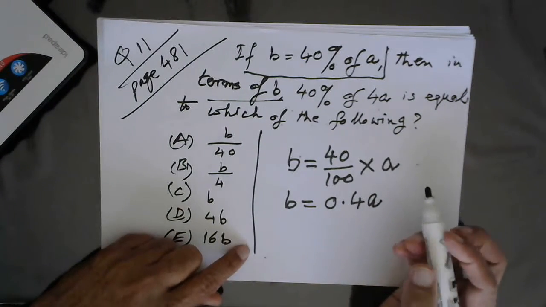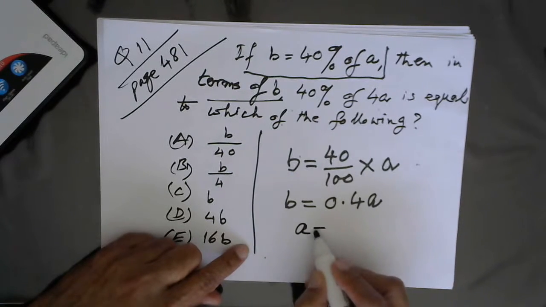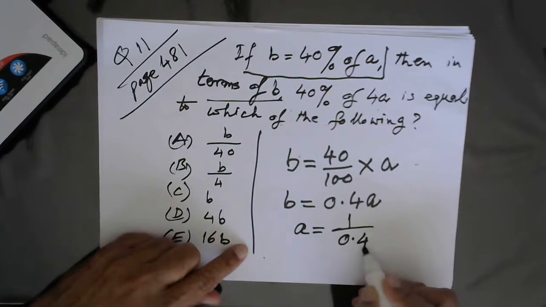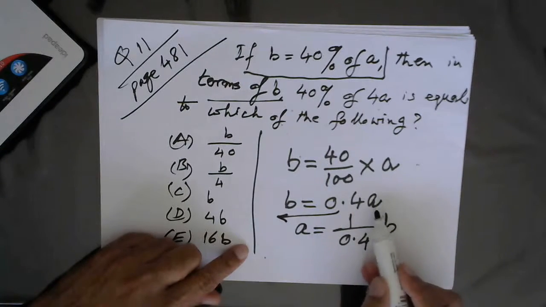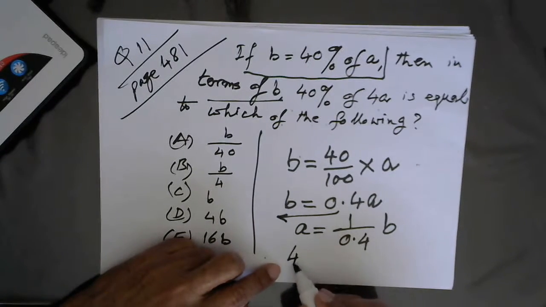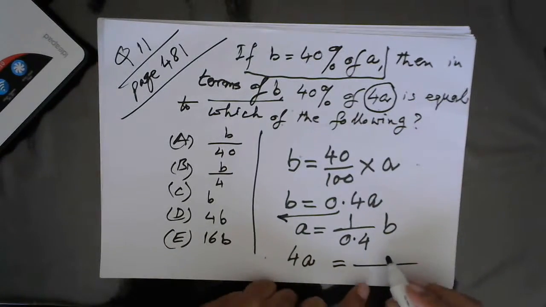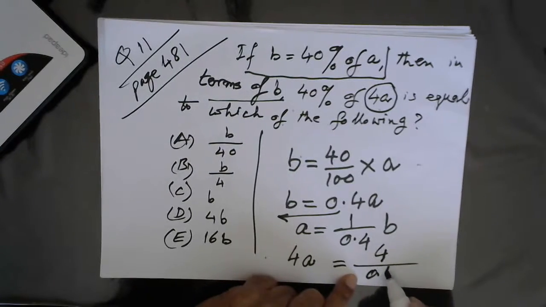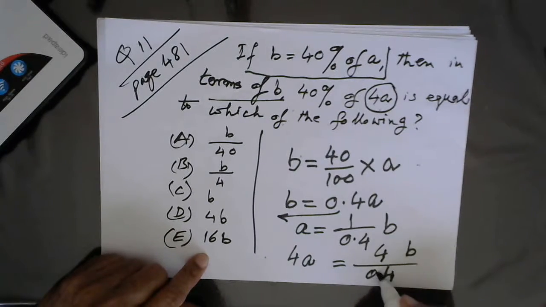So what I do, I write it as, well this can be written as A is equal to 1 divided by 0.4 B. I've transferred this to the left hand side. So I got A is equal to 1 divided by 0.4 B. Okay, let us find out 4A because they are talking about 4A. So 4A will be equal to 4 divided by 0.4 times B. I have simply multiplied this by 4 and this by 4. So this is 4A is equal to 4B divided by 0.4.